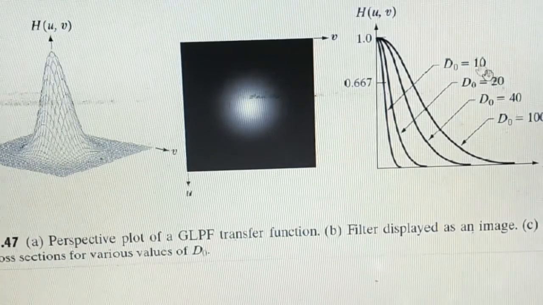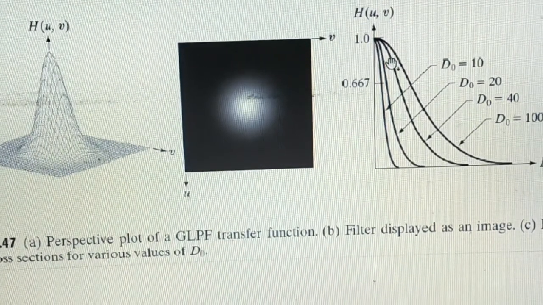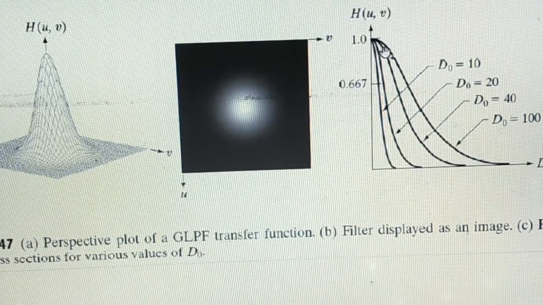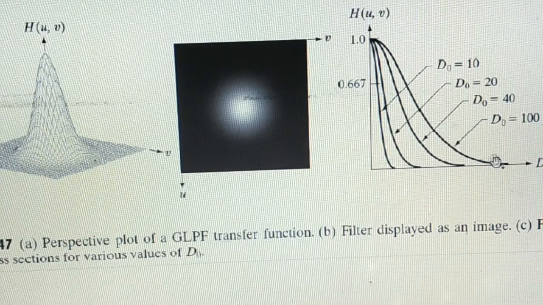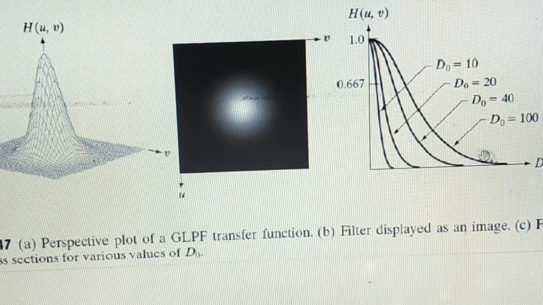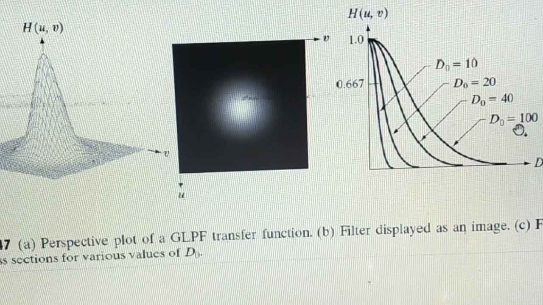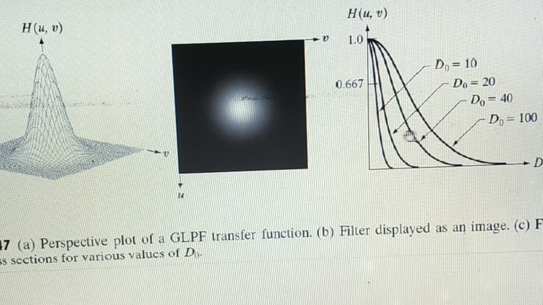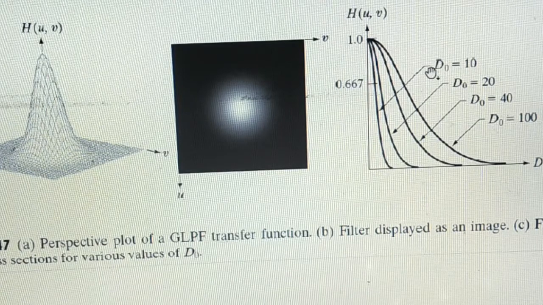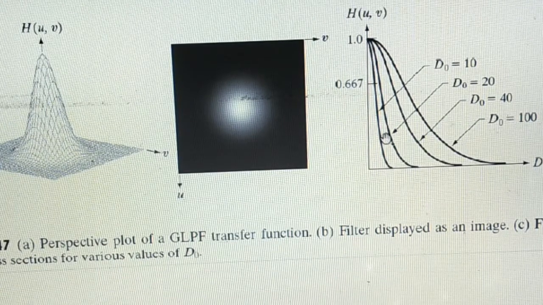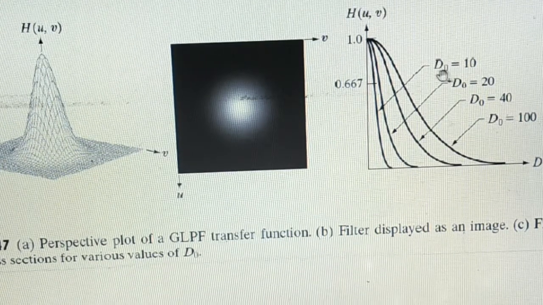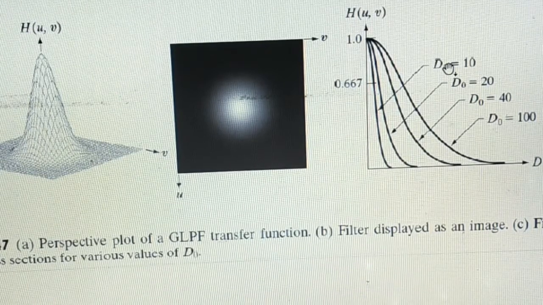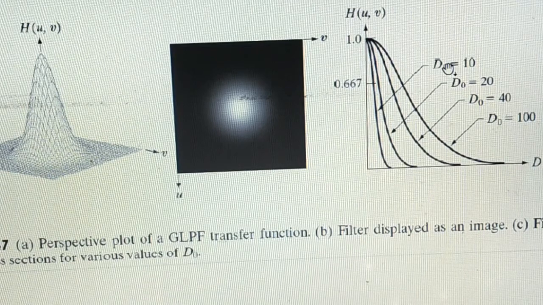So it is quite obvious that as you increase D0, the spread of the curve is going to increase. When D0 is 100, it has the maximum spread of all these curves. When D0 is 10, the spread of the curve is least, because D0 is taking the place of standard deviation in the original Gaussian function expression.